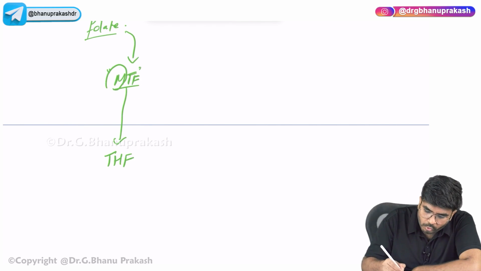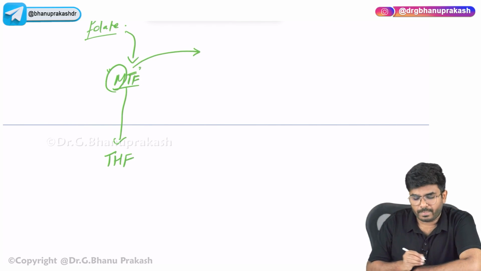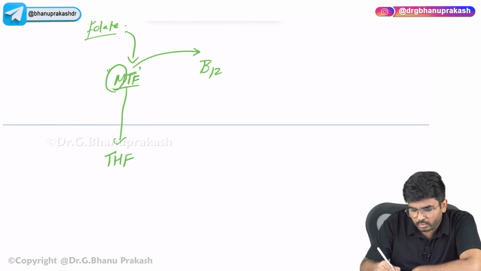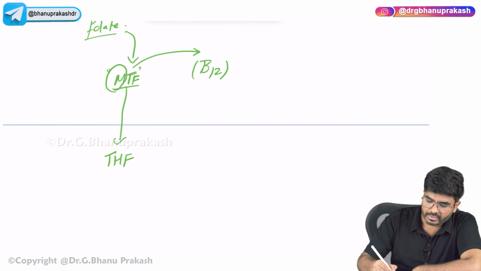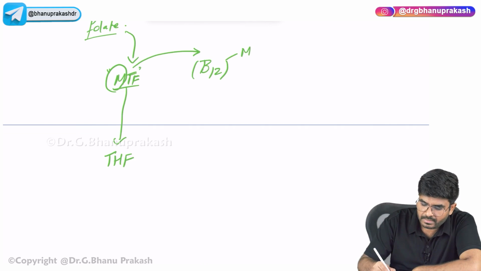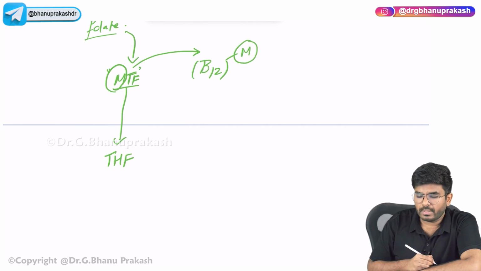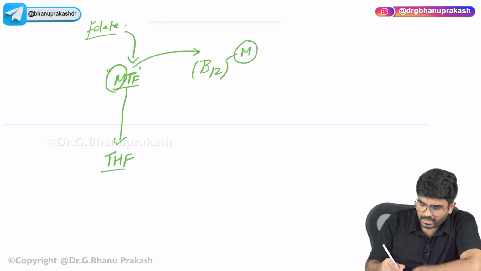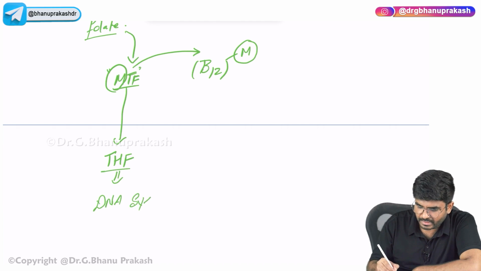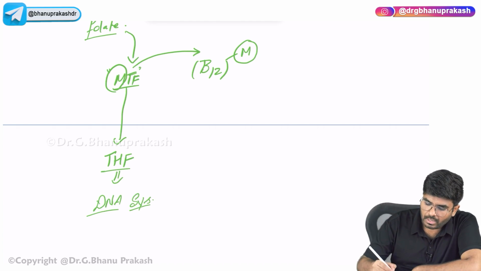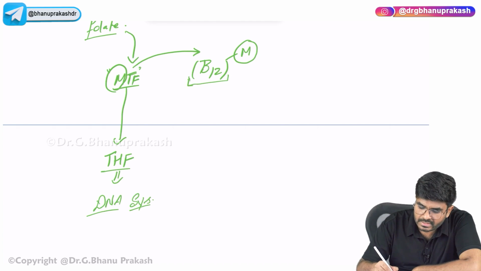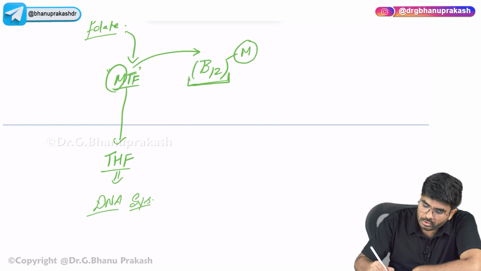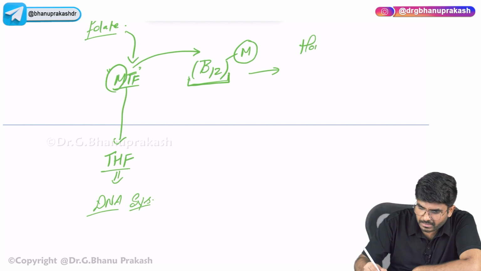So this methyl group needs to be donated. Who will accept this methyl group? It is accepted by vitamin B12. So now the CH3 group is with vitamin B12, and the tetrahydrofolate goes for DNA precursor synthesis. This vitamin B12 is a methyl donor. It will also donate to homocysteine.